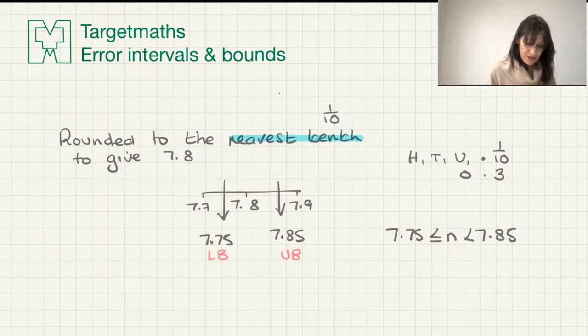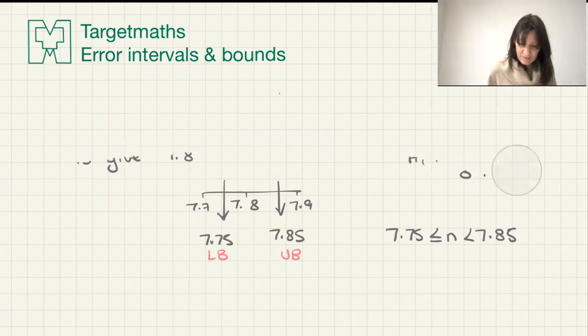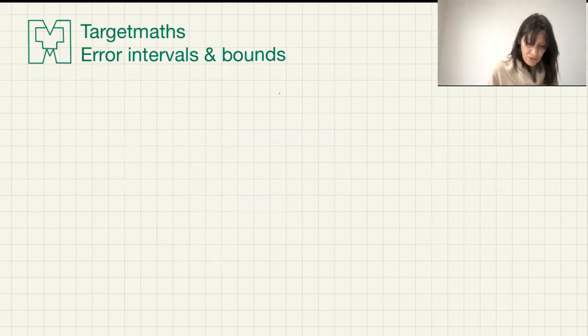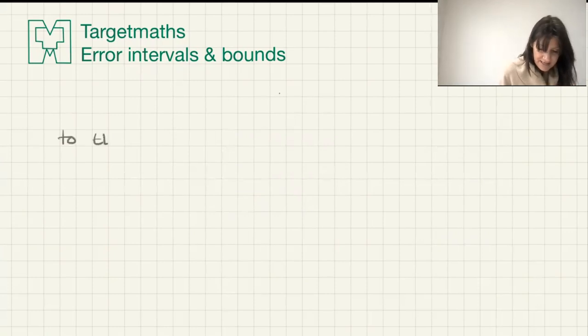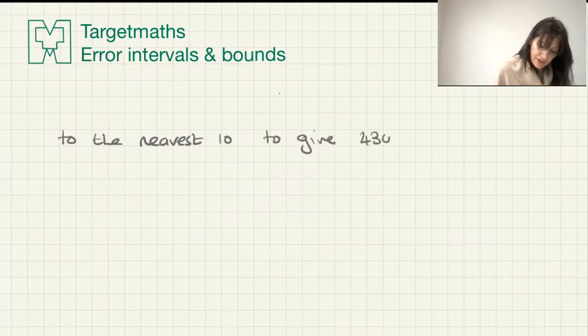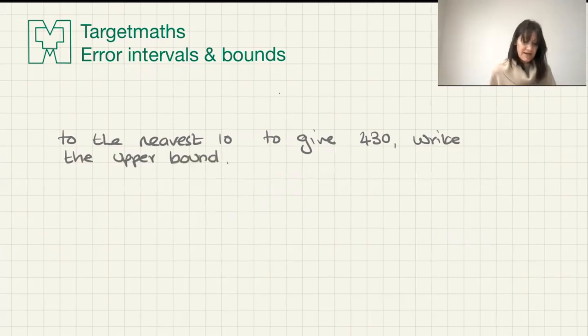So let's do a question based around the bounds, just to make sure we have followed that. So a number has been rounded to the nearest 10 to give 430. Write the upper bound. Hit pause and press play when you're ready.